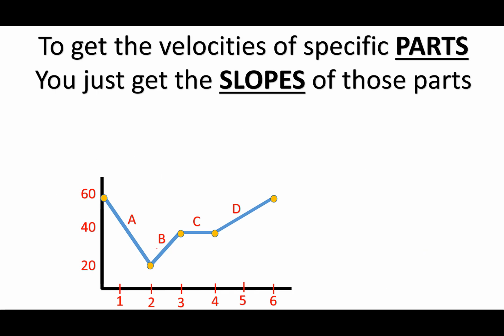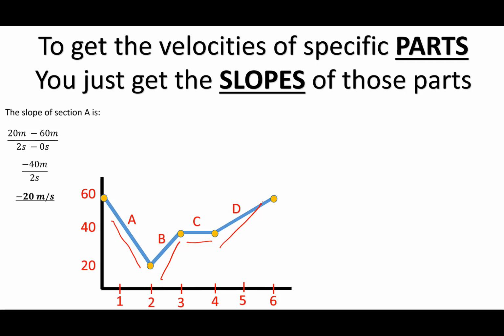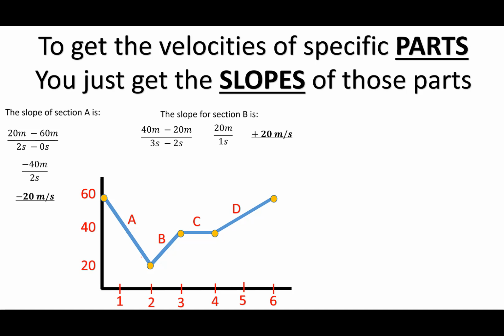If you have a graph with a bunch of different parts, you can just get the slopes of those parts. So this is somebody moving backwards for a while, then forwards, then they stop, and then they move forwards again. You can figure out the slope by doing y2 minus y1 over x2 minus x1. Simplify it down. Negative 20 meters per second. That makes sense, because we're going backwards. For section B, you take y2 minus y1, that's 40 minus 20, over x2 minus x1, which is 2 minus 3. The slope of this middle part is 20 over 1, which is 20, positive 20 meters per second. That's our velocity.